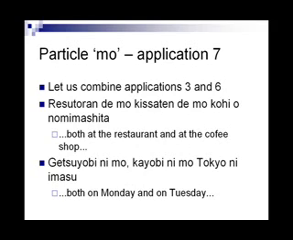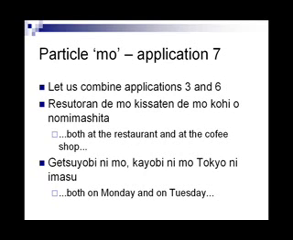Resutoran is a restaurant. Kissaten is a coffee shop. Both at the restaurant and at the coffee shop, I drank coffee. The application is a both at A and at B kind of structure. Look at the second example.